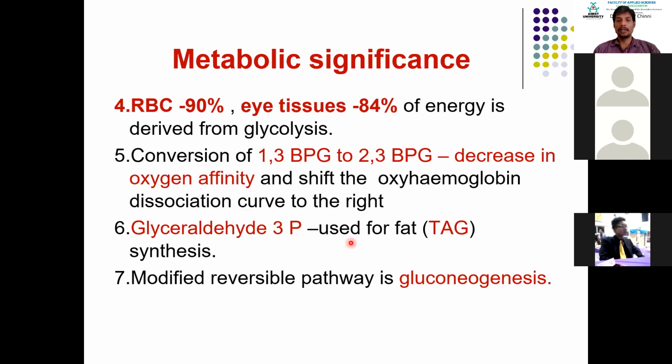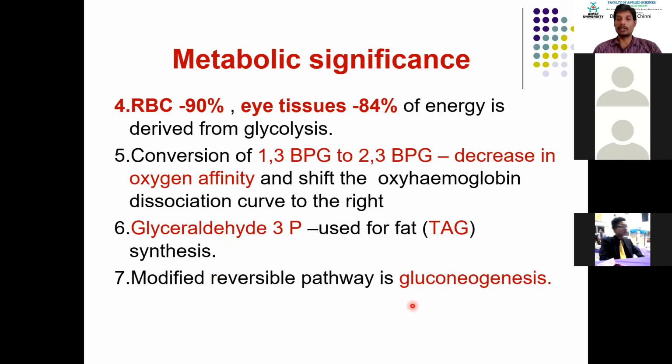Glyceraldehyde 3-phosphate is used for fatty acid synthesis. Glyceraldehyde 3-phosphate is one of the intermediate components produced during the glycolysis process, and it is the substrate for TAG synthesis. So this is another important role of glycolysis, right?